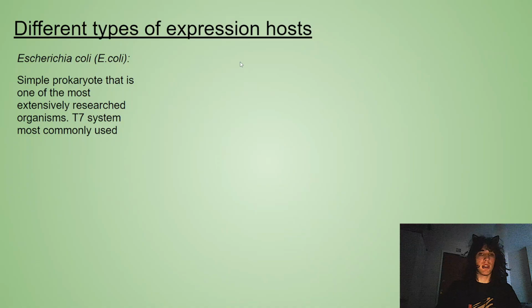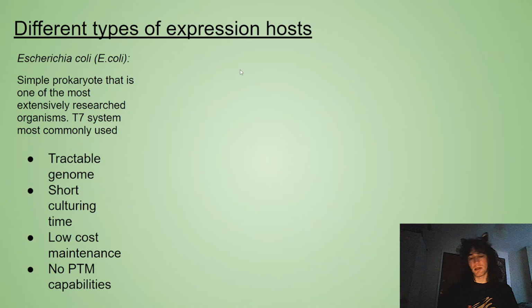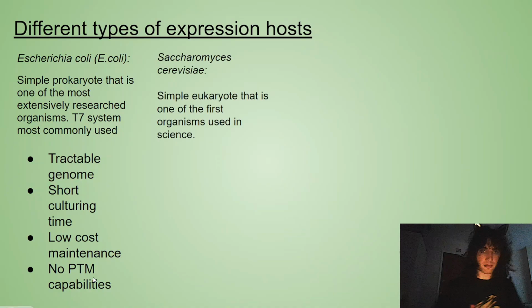And first we have E. coli, the LeBron James of molecular biotechnology. This guy's goated. It has a very tractable genome, so very easily manipulatable. We've sequenced E. coli so many times. There are literally websites out there that tell you what gene expresses what protein. Low costs, but it has no post-translational modification capabilities, so it doesn't have the machinery even to do those, which we'll see is important later on.